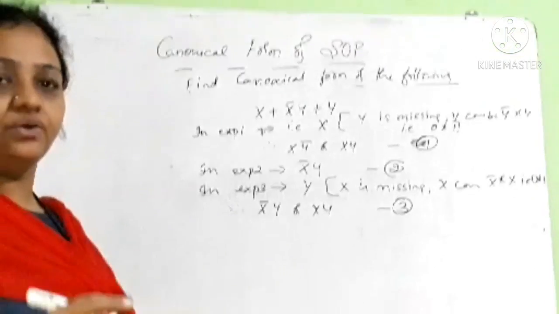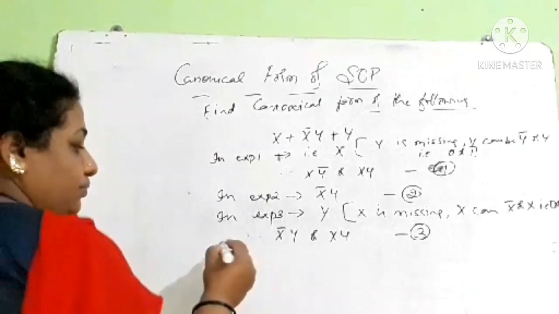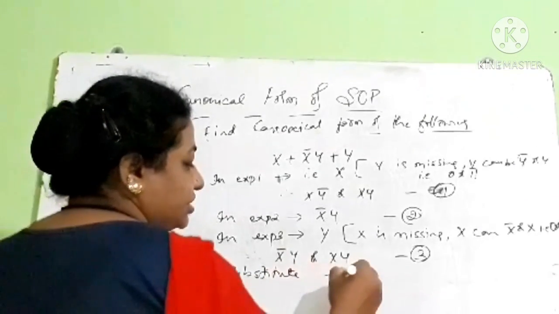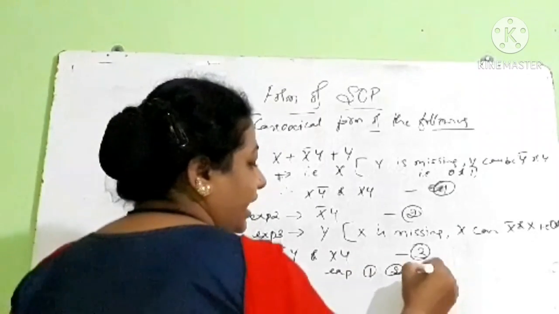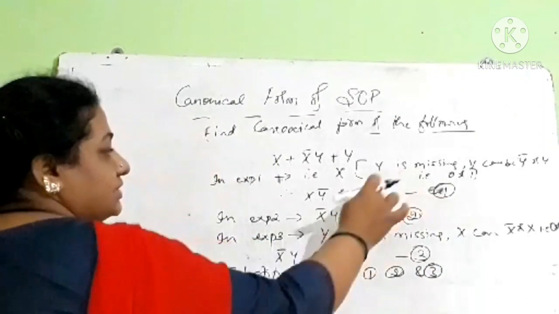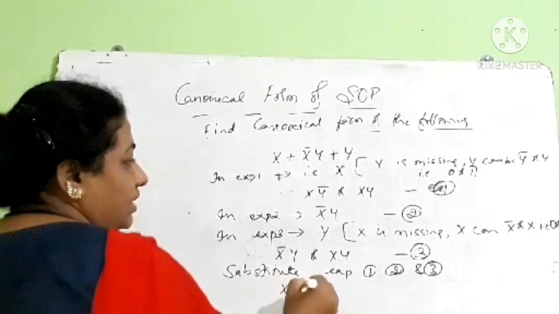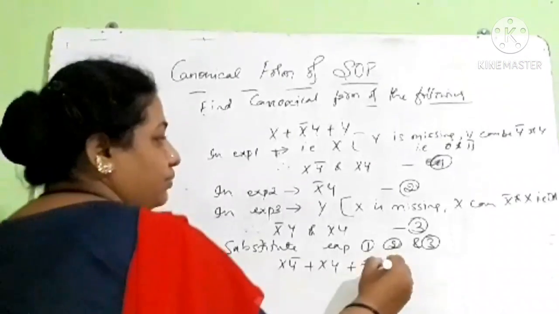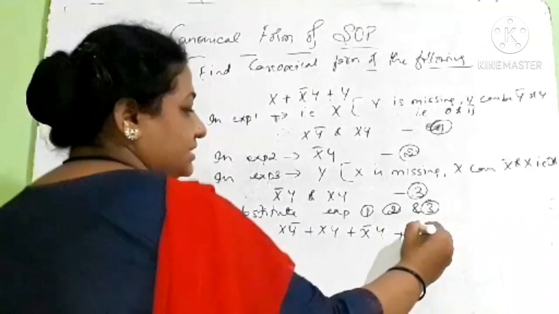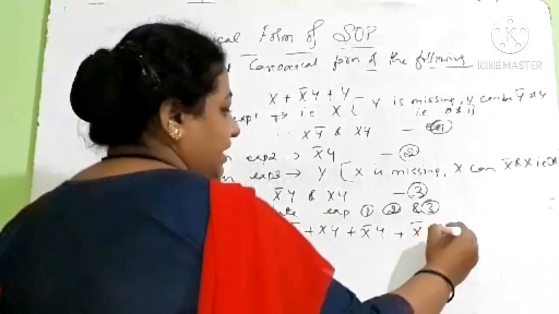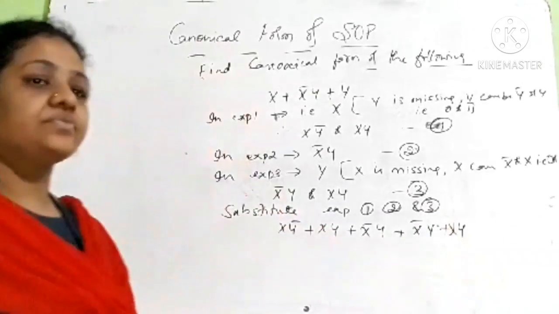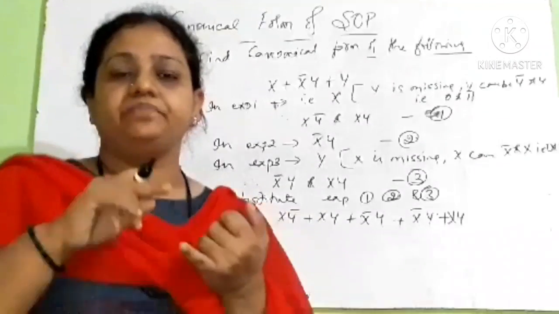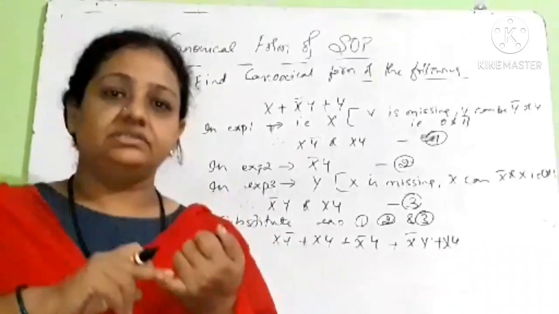Fine everybody? Now we combine all the expressions. So we substitute expressions 1, 2 and 3. Expression 1 is x y bar plus x y, plus expression 2 is x bar y, plus expression 3 is x bar y plus x y. So we combine all the expressions, that is expression 1, expression 2 and expression 3.